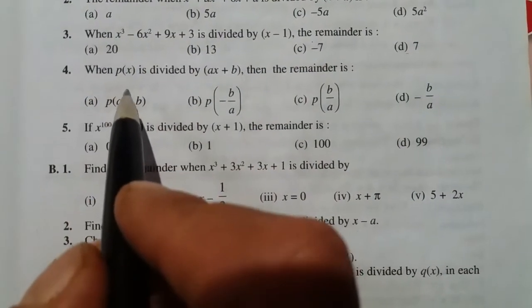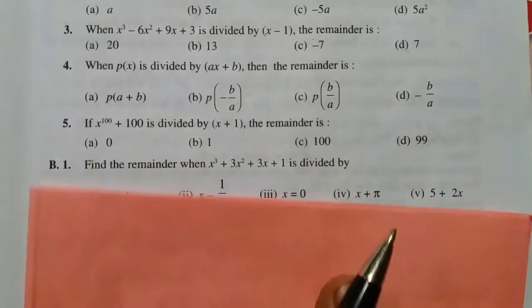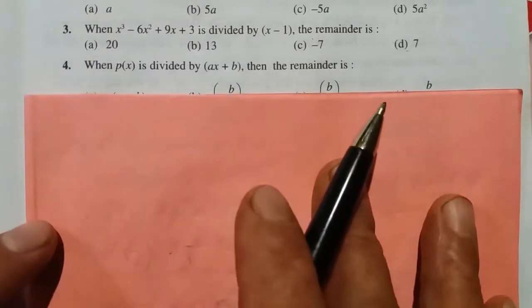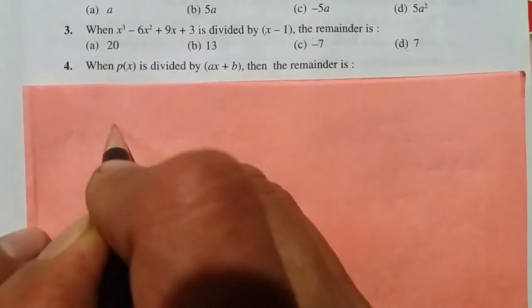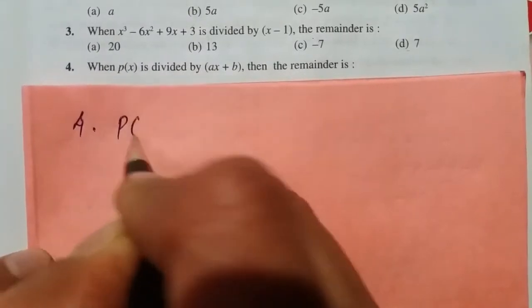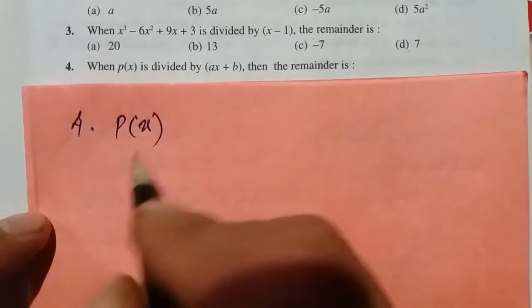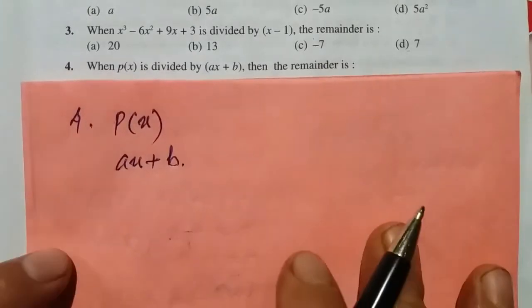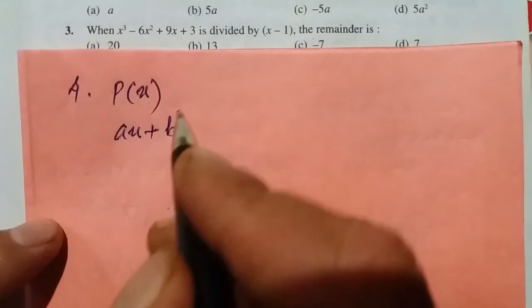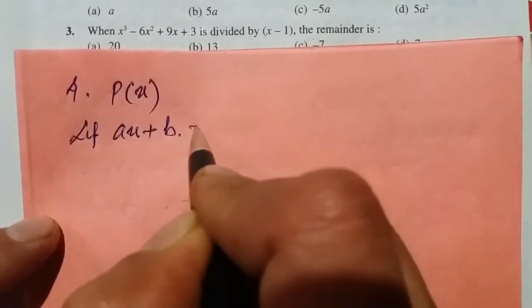Now let's see question number 4. When px is divided by ax plus b, then the remainder is, okay, so we have a polynomial here, px. Now the polynomial is px, and the divisor is ax plus b. So here we're going to use the remainder theorem again. So let ax plus b is equal to 0.